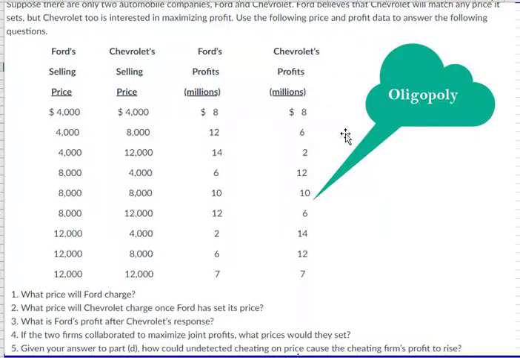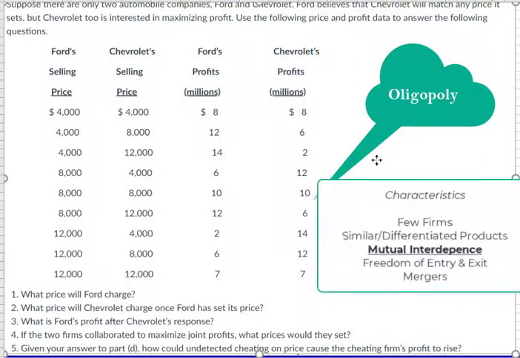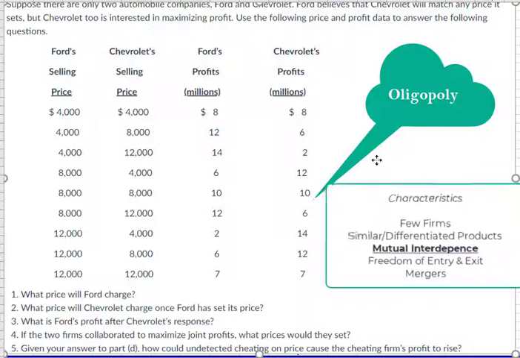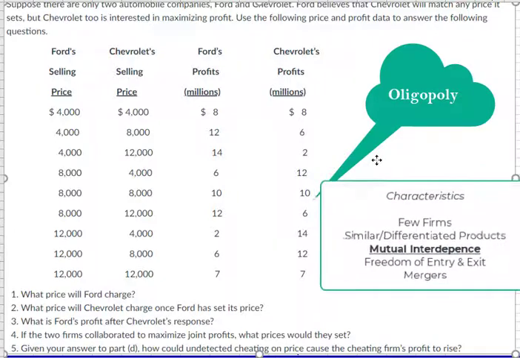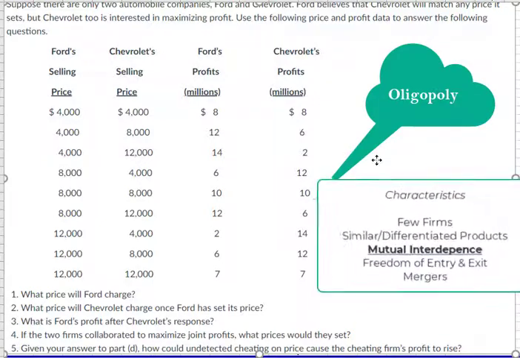What's that? Oligopoly. That's the market structure we're looking at. Now, here's the thing with the oligopoly. It has a set of characteristics that requires us to use some slightly different tools. Firstly, there are only a few firms in this market structure. So we're talking 6, 7, 8, 10, 15, just a few firms. The products could be differentiated or they could be similar.